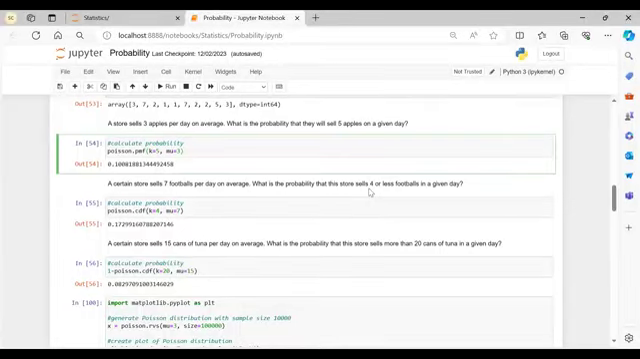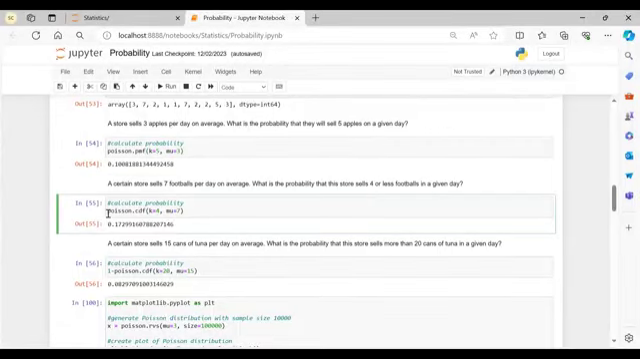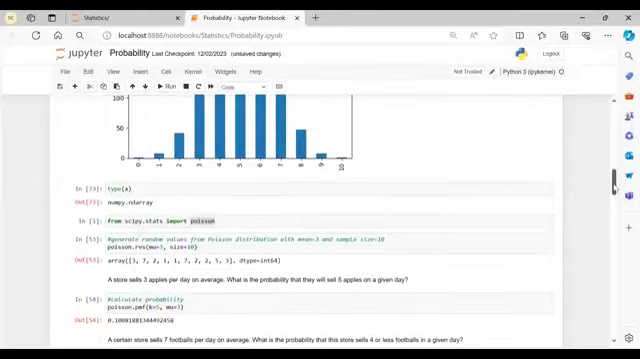So why till only 7? There could be more than 7 also, right? But then it will go to infinity, because 5 is the average. So till infinity, how would I calculate? Yeah, one minus. I'll just do 1 minus this. That's all.